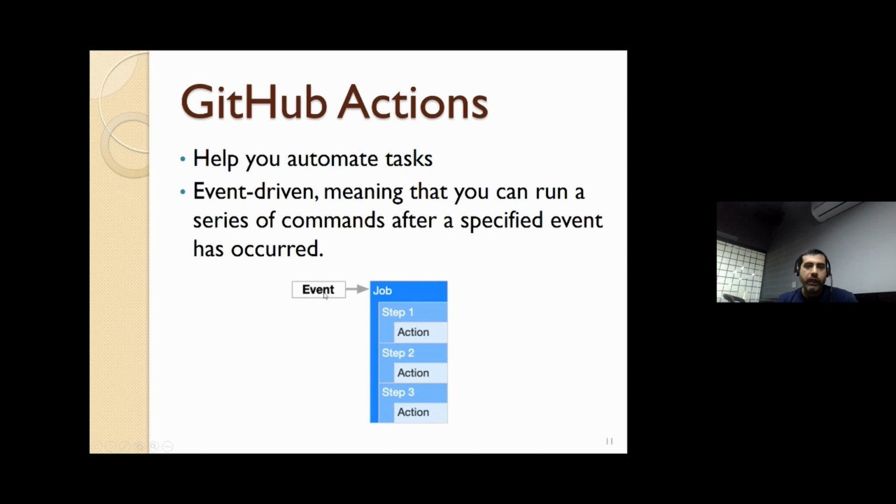So an event, then a job. What is a job? A job is a collection of steps, and in a step we perform some action. Echo is an action. Print is an action. The MS build command is an action. So any command which you execute on CLI is an action.